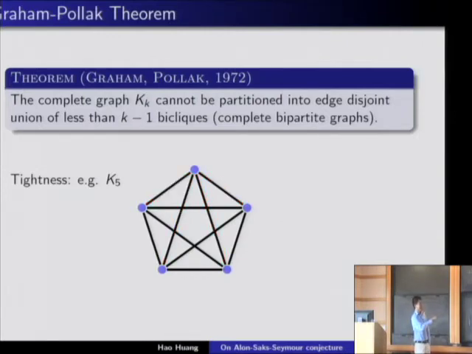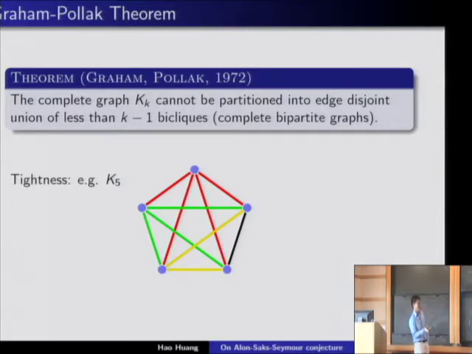Now I'll show an example that this is tight. For example, you can look at k equals 5. So you have a complete graph on 5 vertices. One way to partition into 4 bicliques is you just take all the edges from the first vertex, and then you take all the remaining edges from the second vertex, and you keep doing this, then you get 4 bicliques. But you might ask, is this the best possible?